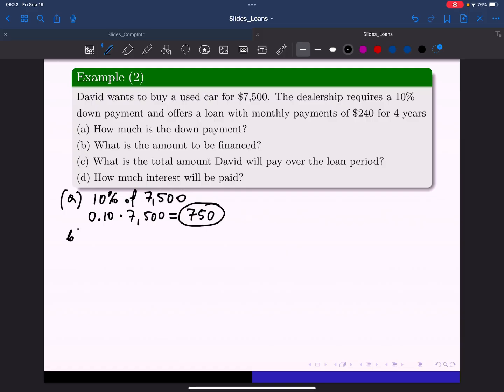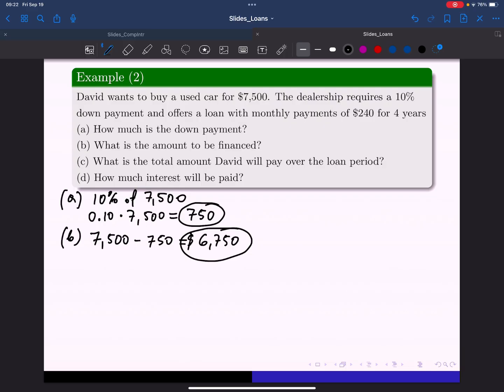It's the difference between the cost and how much was already put down as a deposit. So we have 7,500 minus 750, and that gives us 6,750 dollars. So this amount needs to be financed.